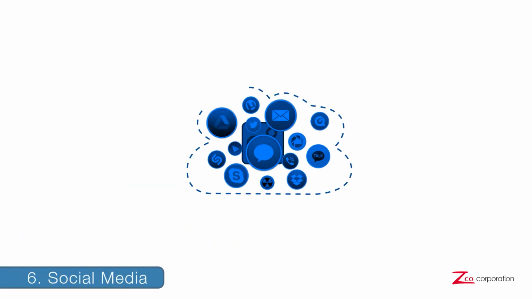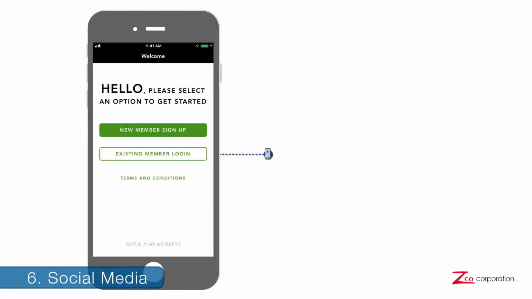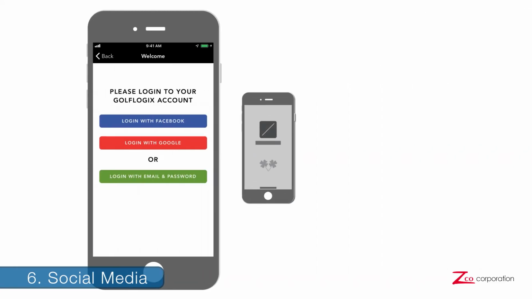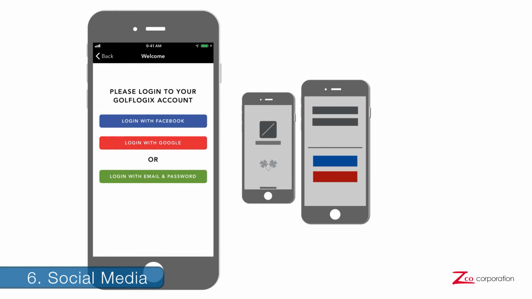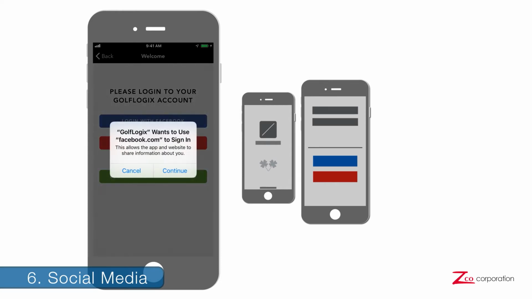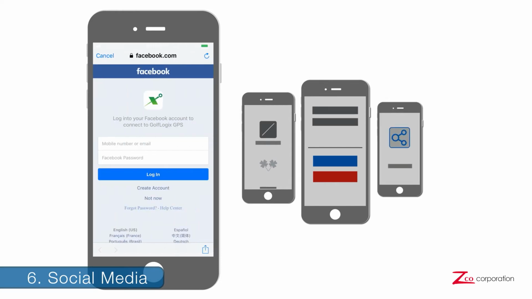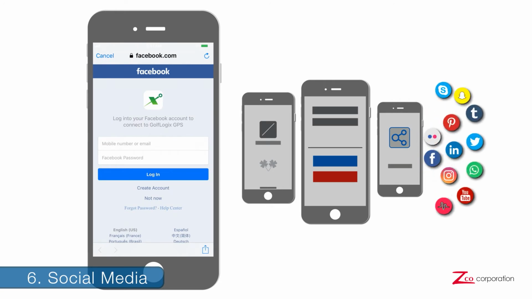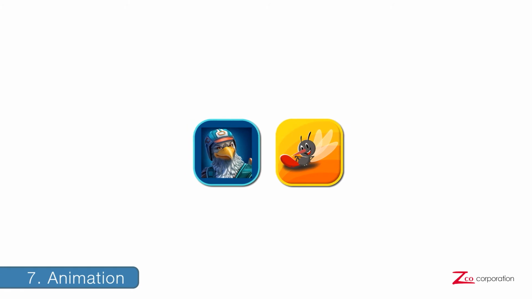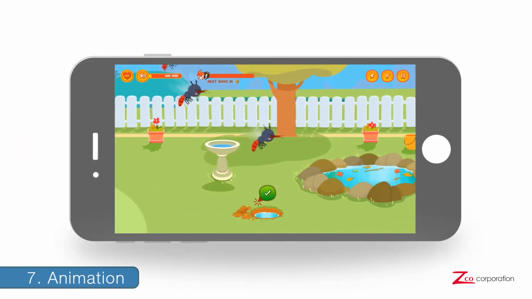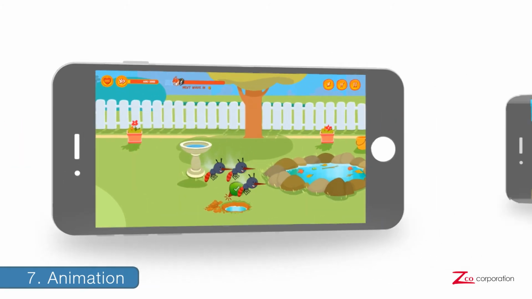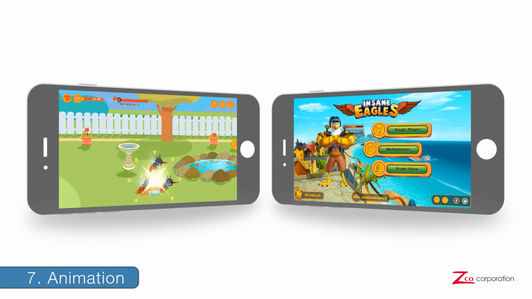Number 6. Social media. Many apps that require sign-in will allow users to do so with their social media accounts, like Facebook. Another popular option is to enable app content, such as achievements, for sharing with others through social media channels.